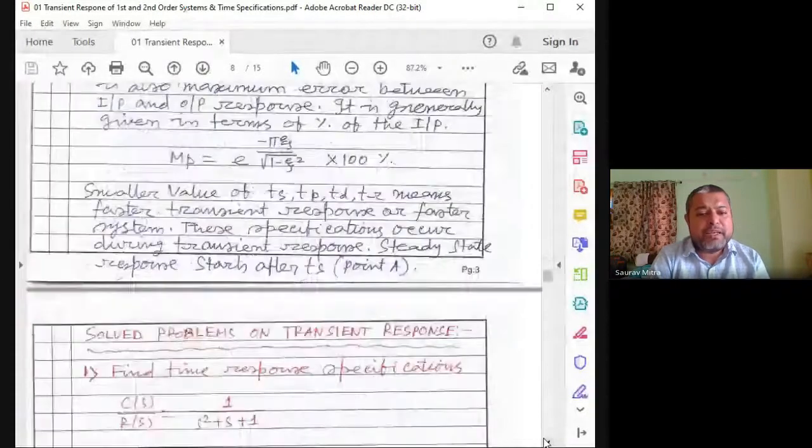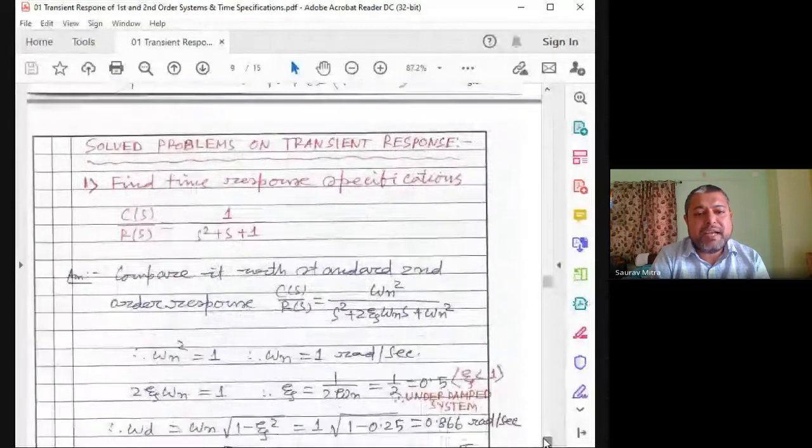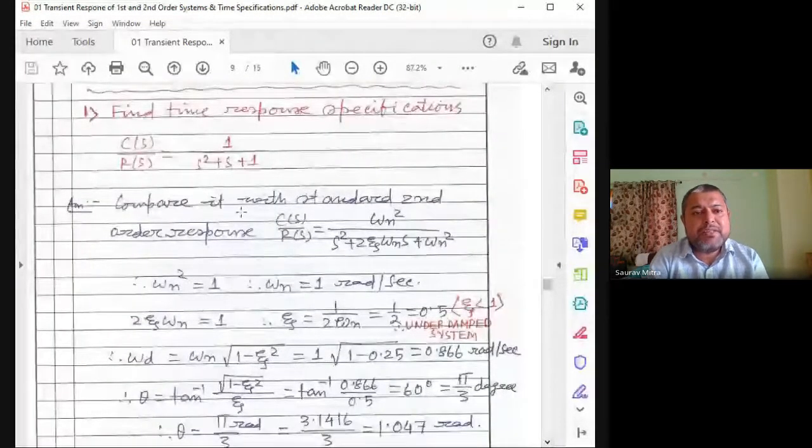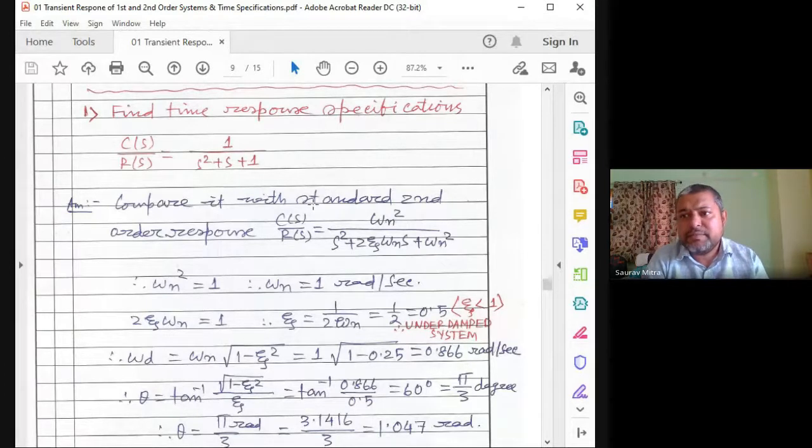And all these things we can calculate by means of some numericals. So many numericals I have done. I'll go very fast, just check. This is CS by RS. The question is: find all the time specifications. And all these numericals, starting from page number 9 to 15, I want you to practice today itself. Okay, so do it once, done for lifetime.